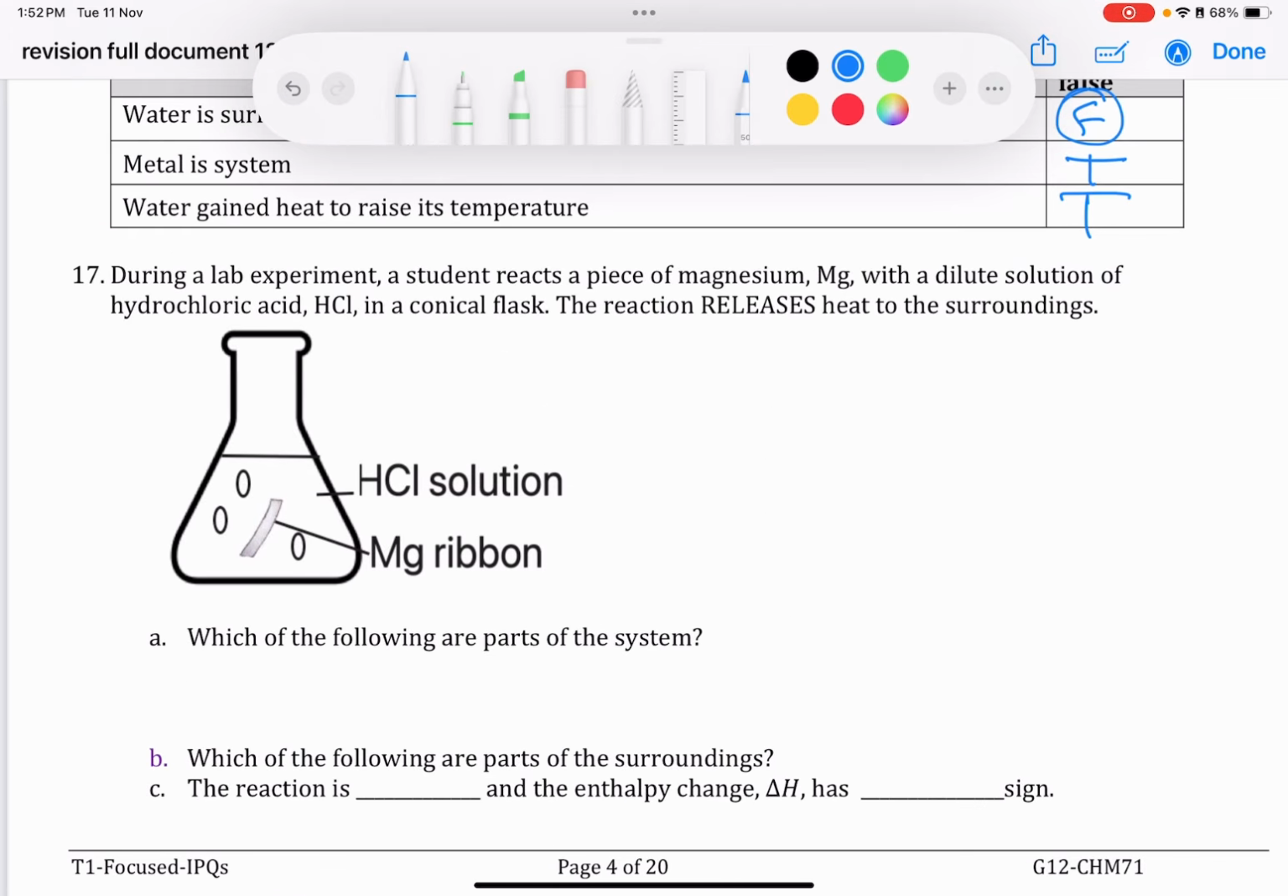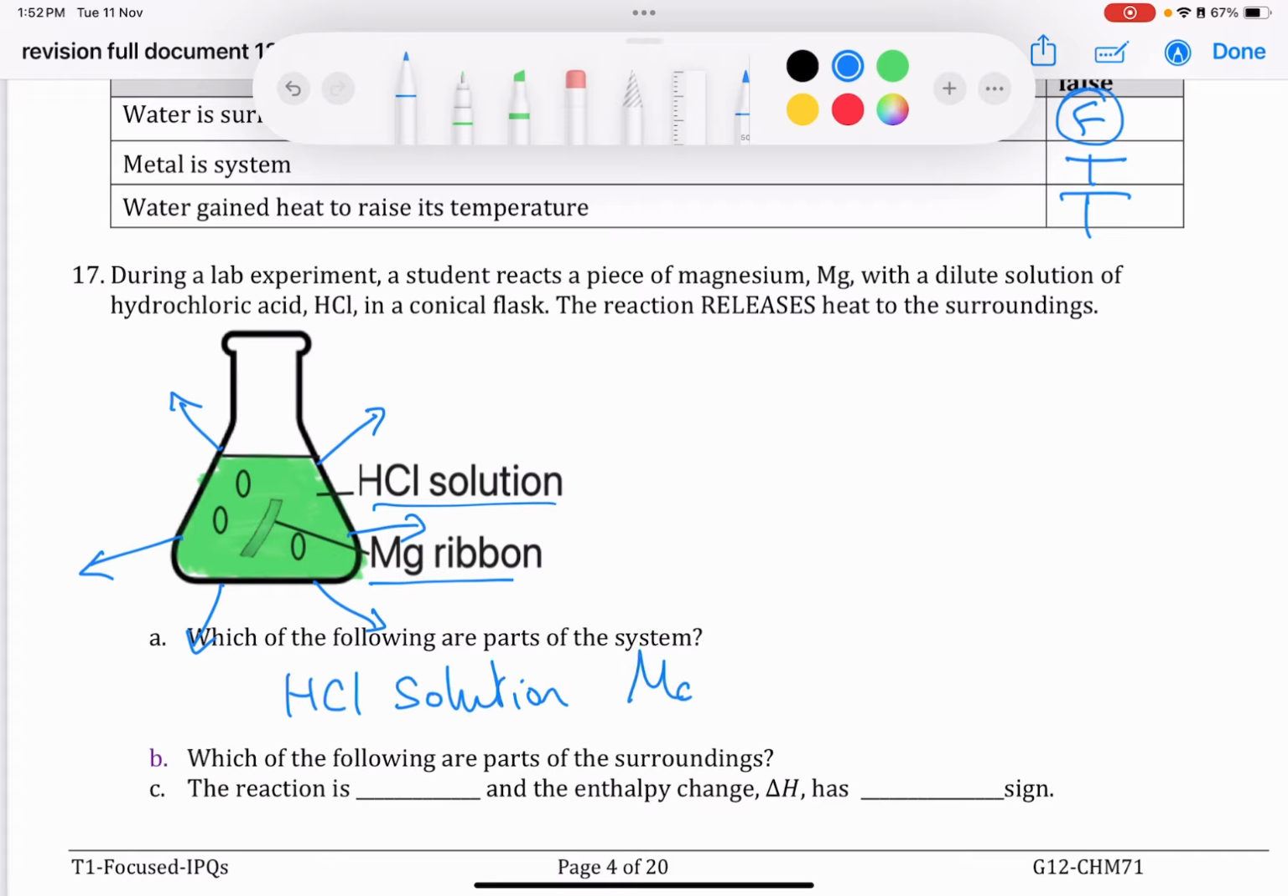These questions are about system and surrounding. During a lab experiment, a student reacts a piece of magnesium with a dilute solution of hydrochloric acid, as you can see here in the figure, in a conical flask. The reaction releases heat to the surrounding. Here is the system, which is the HCl and the magnesium ribbon that is releasing heat to the surrounding. Which of the following is the system? The HCl solution and the magnesium ribbon.